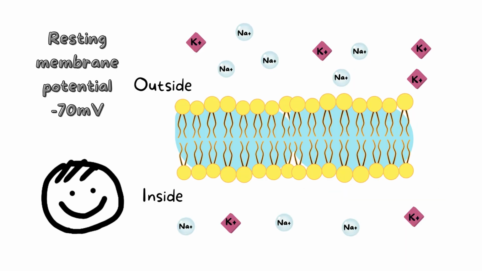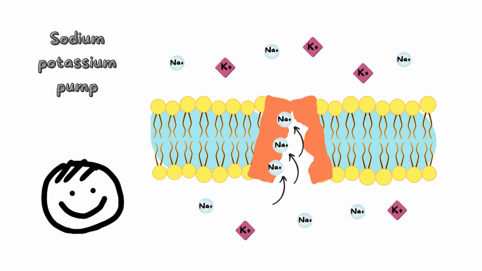Okay, this is a resting membrane potential. It normally sits around negative 70 millivolts. And if you don't know what a millivolt is, it's 1,000th of a volt. These are sodium potassium pumps, and they're exactly what their name is. They pump sodium and potassium in and out of the cell membrane.